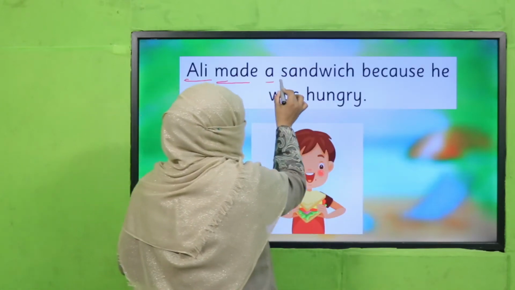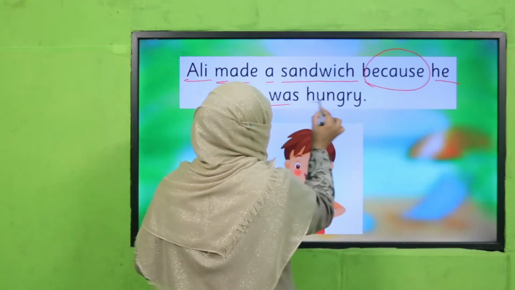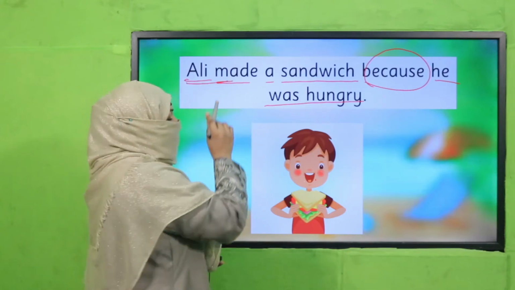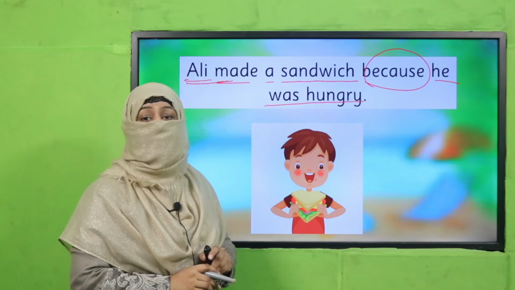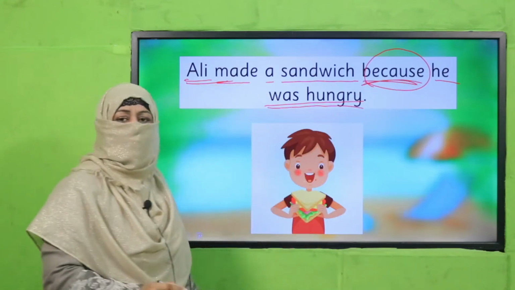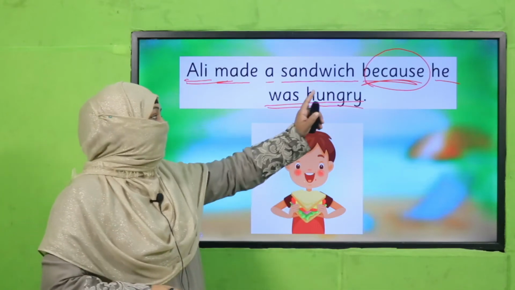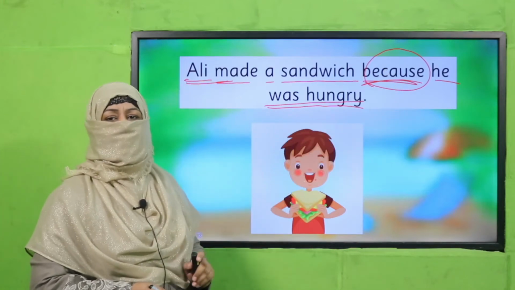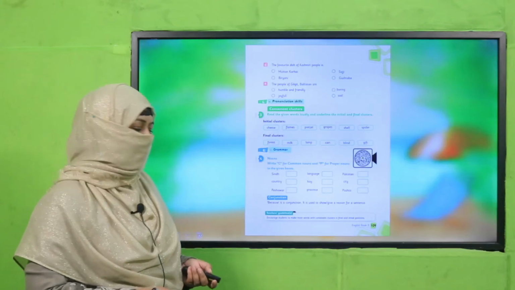Ali made a sandwich because he was hungry, right? Maybe I'm asking why Ali made a sandwich. The reason: because he was hungry, he wanted to eat something, so he made a sandwich. This is how, by using the conjunction because, we mention the reason after that. Are you clear? Okay, so let's see what your book says about it.